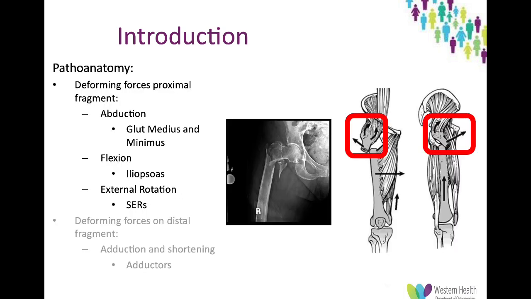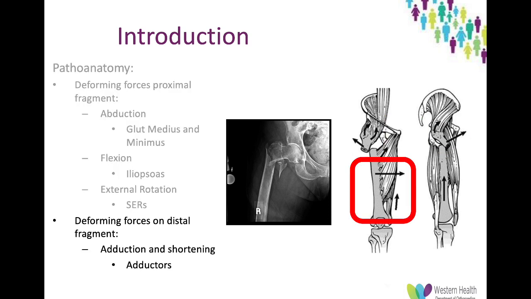right. In terms of the pathoanatomy, we have deforming forces on the proximal fragment, including abduction from gluteus medius and minimus, flexion from iliopsoas, and external rotation from the short external rotators. The deforming forces on the distal fragment include adduction and shortening from the adductors.